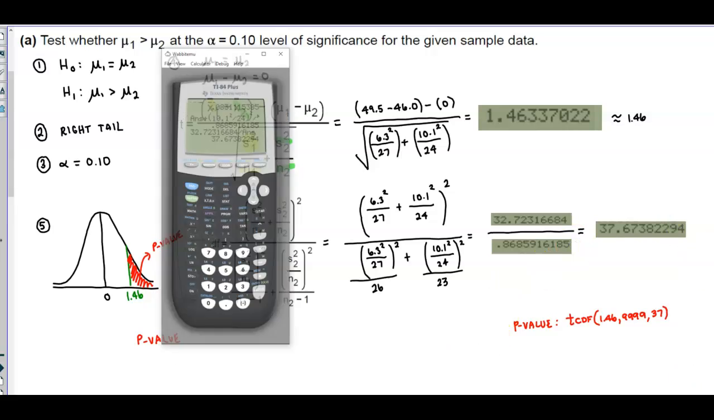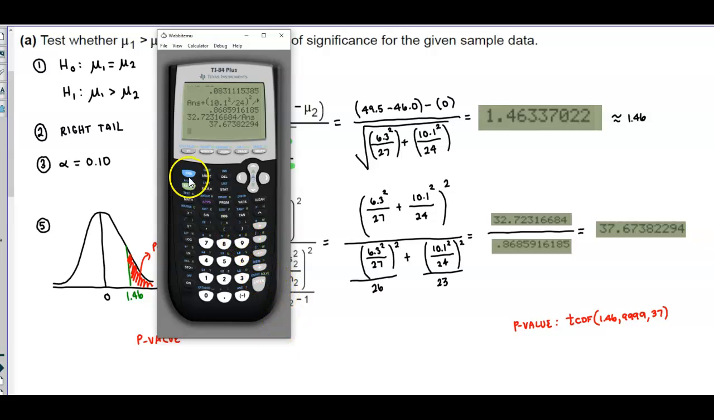So let's go ahead and find the p-value. If we take second distribution and scroll down to tcdf, we know that our lower limit is 1.46. We know that we have 9999. And then let's just put this number in. We got 37.67 for our degrees of freedom, and then select paste. And then it's going to give us this value for our p-value.